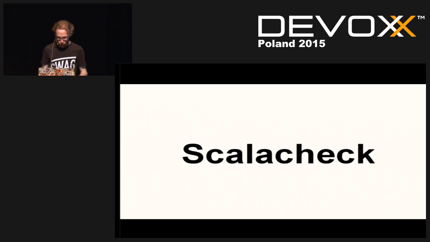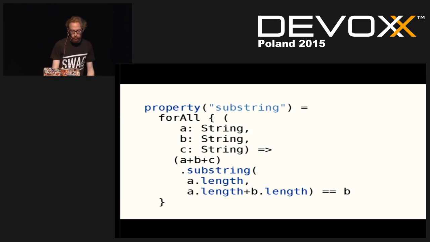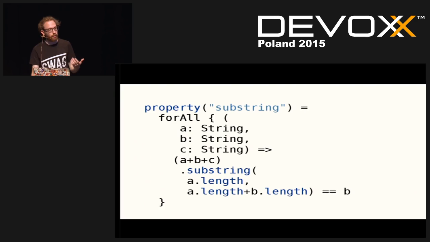Let's see a simple example with Scala check. I'm concatenating 3 strings, and I want to make sure it concatenates them okay. So I just ask my test framework for 3 strings, I concatenate them, and then I check a property. But my test case doesn't depend on the actual string. It just checks for a property that should hold for any strings, or any triplet of strings.